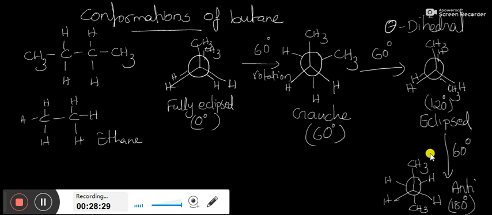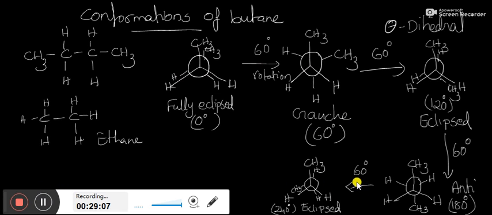When we rotate another 60 degrees, the total degree of rotation will be 180 degrees. That is called anti-conformation, the fully staggered conformation. Here all the bulkier substituents are maximum apart from each other. That is called a staggered conformation. Here the rotation can take place by fixing the front carbon and rotating the back carbon. That is the form of rotation.